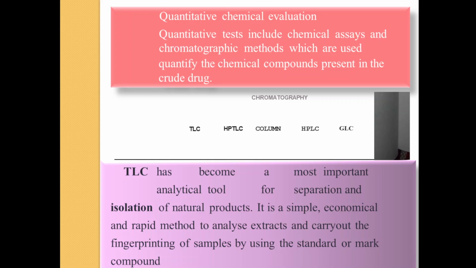It is a simple, economical, rapid method to analyze an extract and carry out fingerprinting of a sample by using a standard or marker compound. So how is the TLC prepared? The basic principle of TLC is adsorption chromatography, and a TLC plate, a silica gel plate, is used as the stationary phase.